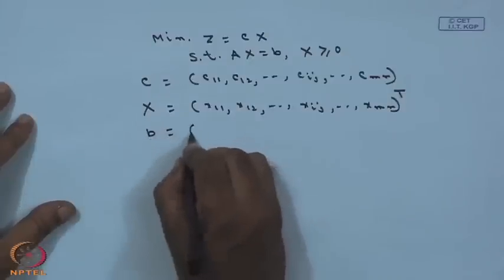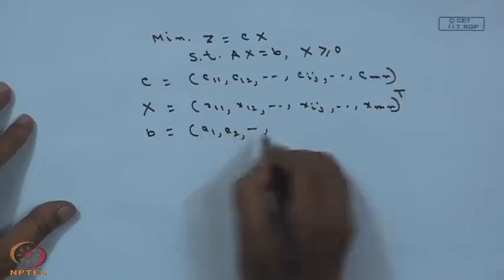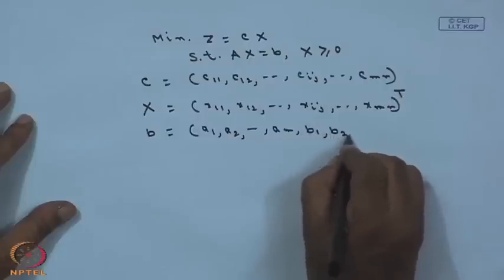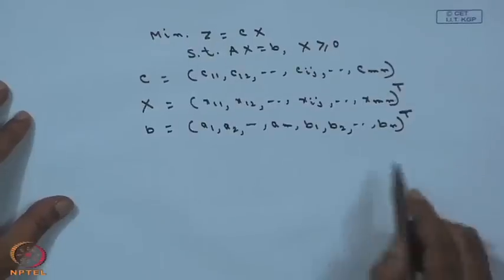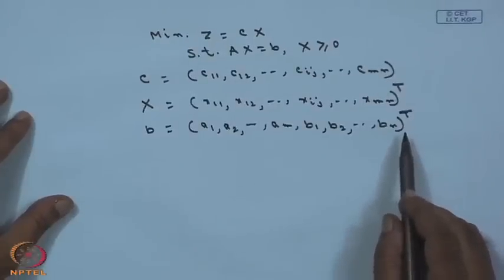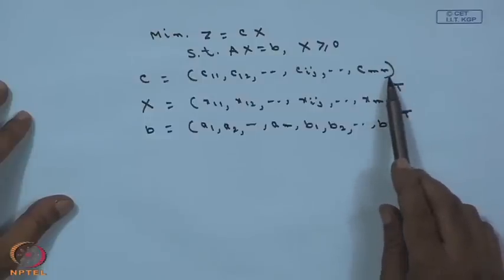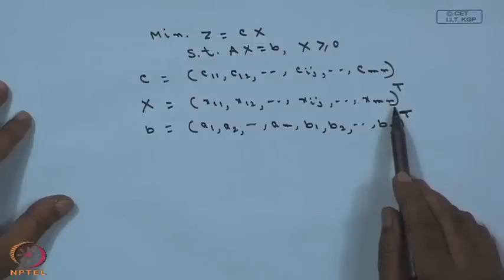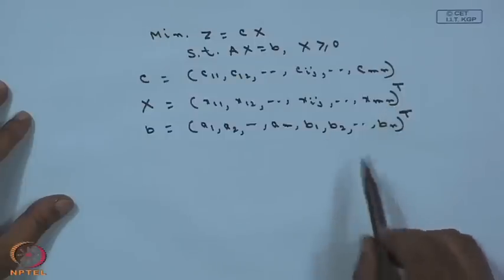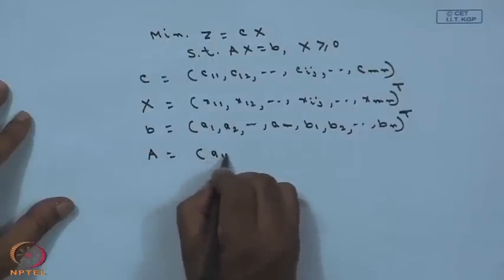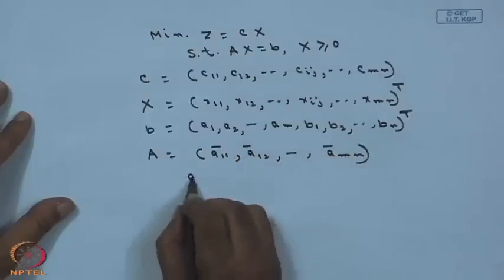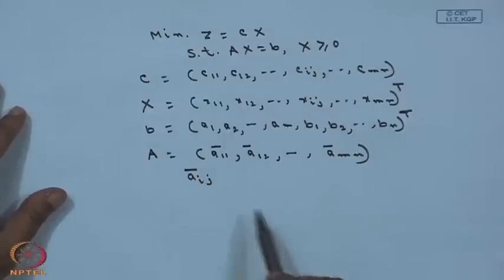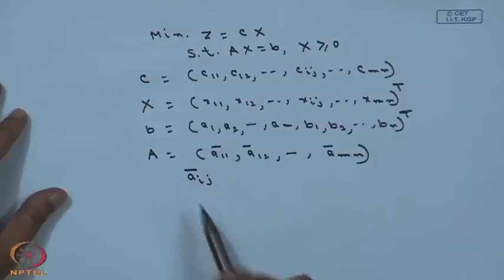What is your b? b is A1, A2 like this way Am and B1, B2 like this way Bn transpose. That is, b is an m plus n component column vector. So, C is an m cross n component row vector, x is an m cross n component column vector, b is an m plus n component column vector, and capital A can be written as A11 bar, A12 bar like this way Amn bar, where Aij bar is a column vector associated with the quantity xij.